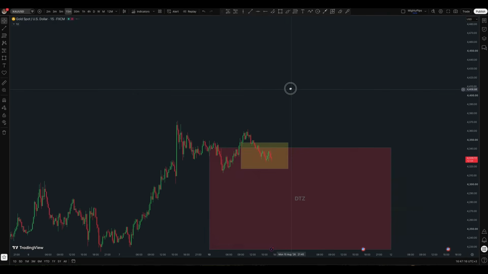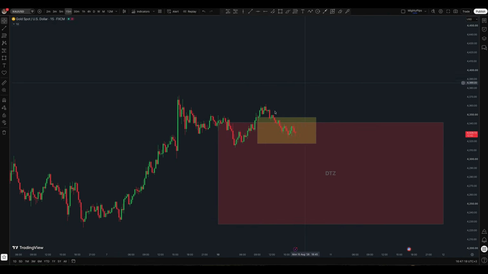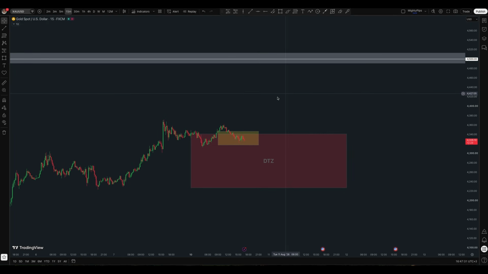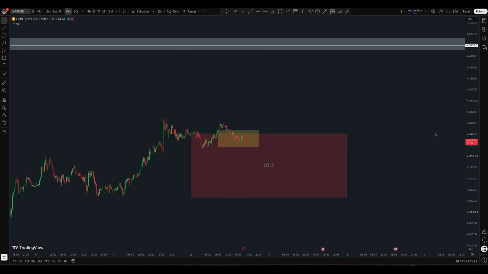Now you can see that there is a very good pullback inside of the daily tradable zone here, which is this red one, and also inside of the 4-hour tradable zone. So because our daily bias is bullish, our weekly bias is bullish, and our 4-hour bias is also bullish with this retracement into the tradable zone, you're now going to be looking for candlestick formations within this 4-hour tradable zone and the daily tradable zone to continue bullish to fill up this gap right here to the psychological level of 4,500.